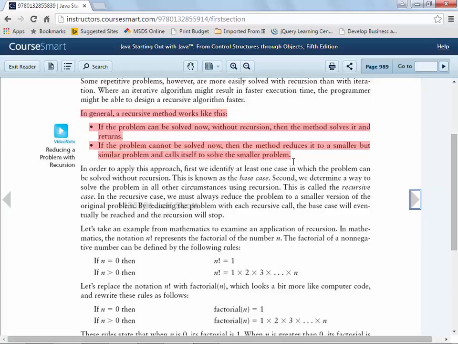A recursive method works like this. If the problem can be solved without recursion, the method solves it and returns. If it cannot be solved, then the method reduces to a smaller but similar problem. When you reach this point where the problem can be solved without recursion, that's your base case. And if it can't be solved without recursion, if it needs to be called recursively again, that's your recursive case.